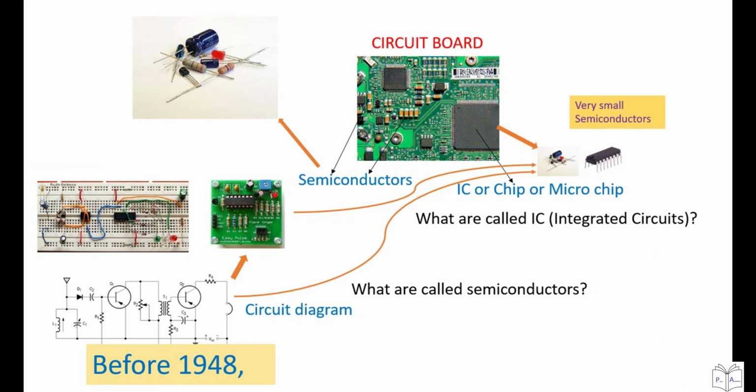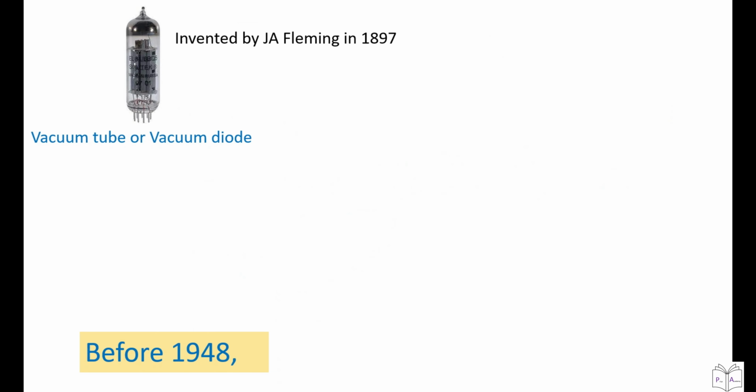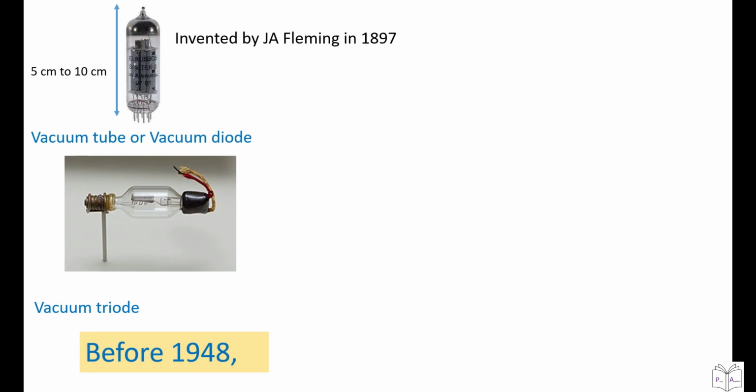Before 1948, these semiconductors were not there. At that time, the vacuum tube or vacuum diode was there, which was invented in the year 1897 by J.A. Fleming. And these vacuum tubes or vacuum diodes are quite large. It is almost 5 cm to 10 cm in length and 3 cm in diameter. Then the vacuum triode was invented in the year 1908 by Lee De Forest.